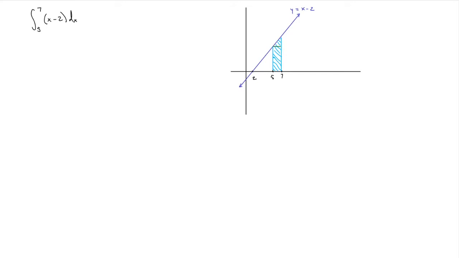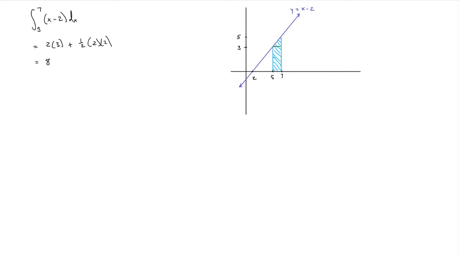It's a rectangle with a triangle sitting on top of it. And the rectangle has width 2 and height 3, and the triangle has width and height both equal to 2. And so using the width times the height as the area of the rectangle and 1/2 base times height as the area of the triangle, you do a little arithmetic, and you find that this definite integral is equal to 8. And notice that we didn't do any calculus.